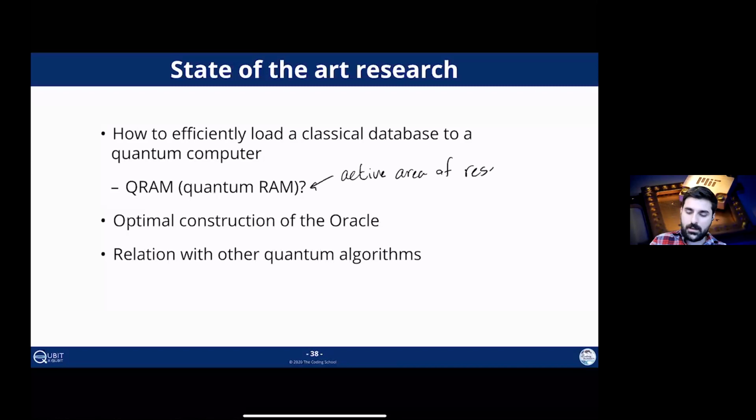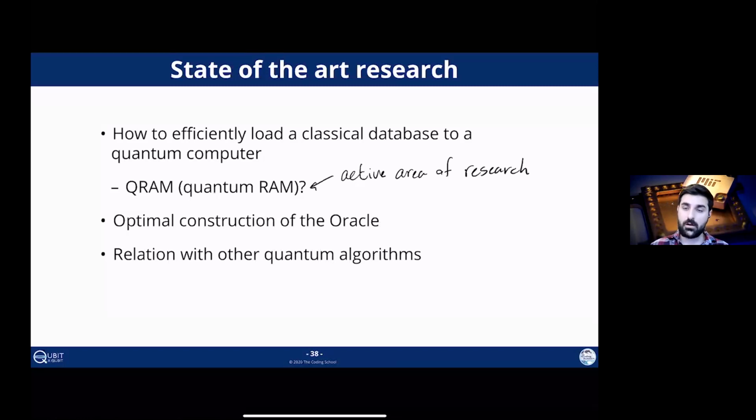There are no definite answers for what is the best way to do this. We just know that there's a need for this. And it's not just for Grover search, but also for a lot of quantum machine learning algorithms that assume the existence of a quantum RAM, a way to load classical data efficiently into a quantum computer. But of course, people are still working on finding the best way to do that.